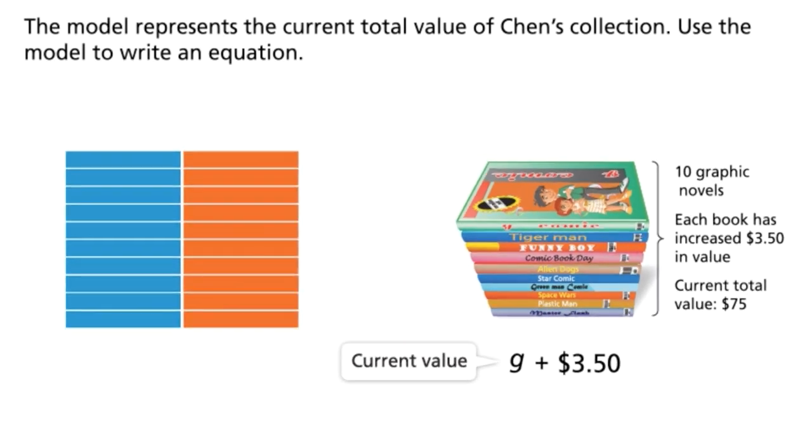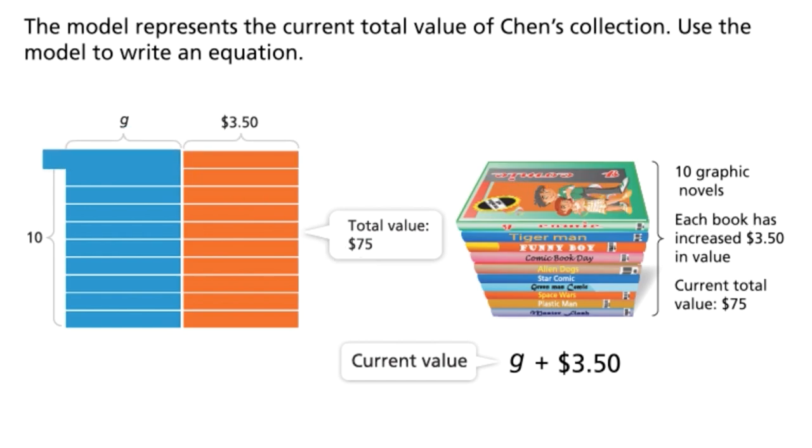The model represents the current value of Chen's collection, 10 books, each one with an original value of G, and each increased in value. Each part of the area model represents part of the total current value of the collection. We can now use the model to write an equation.